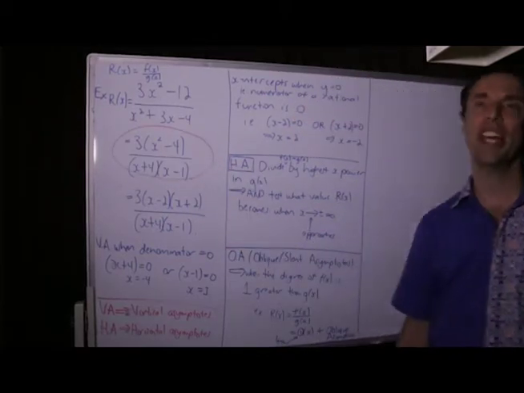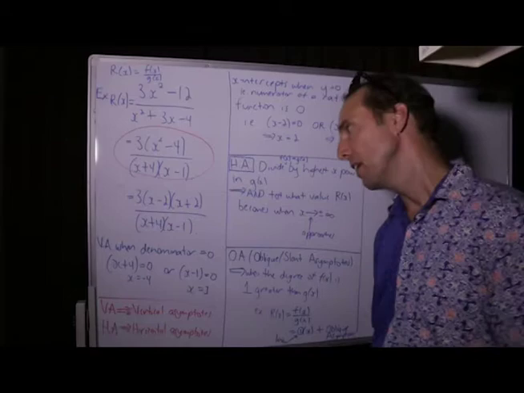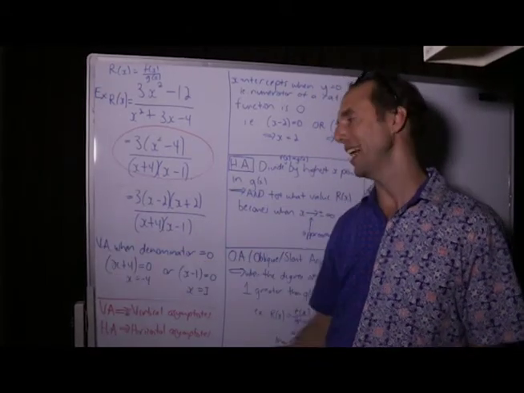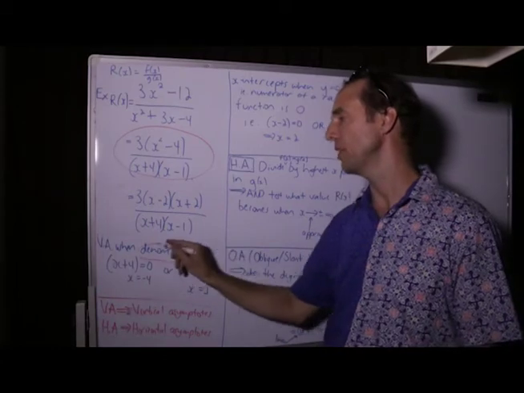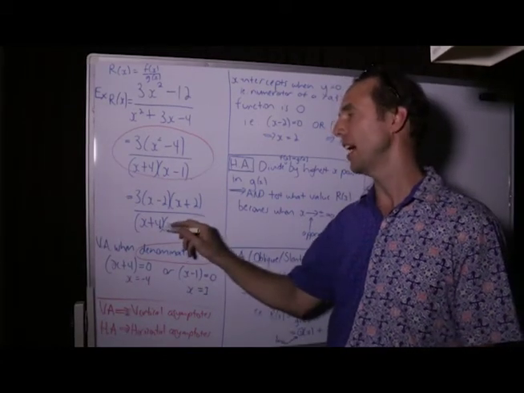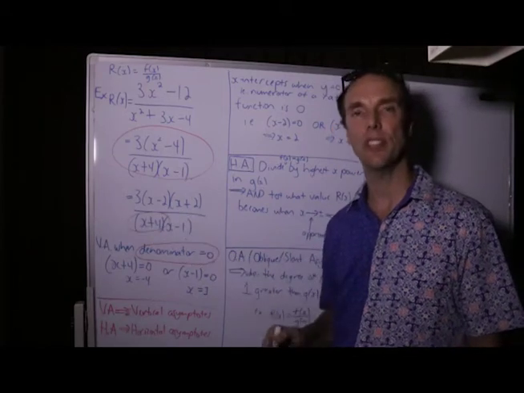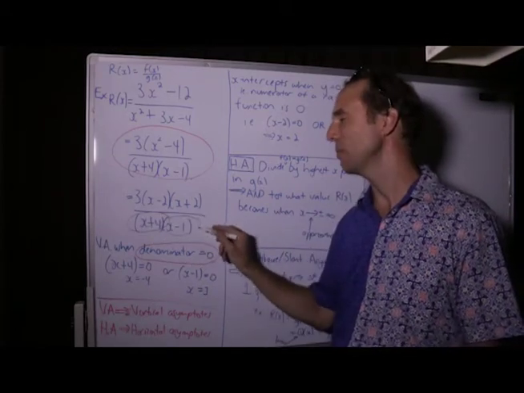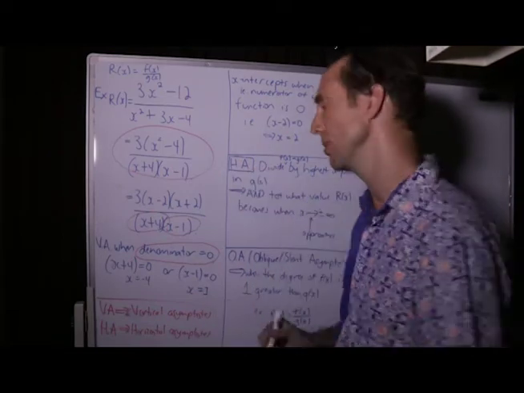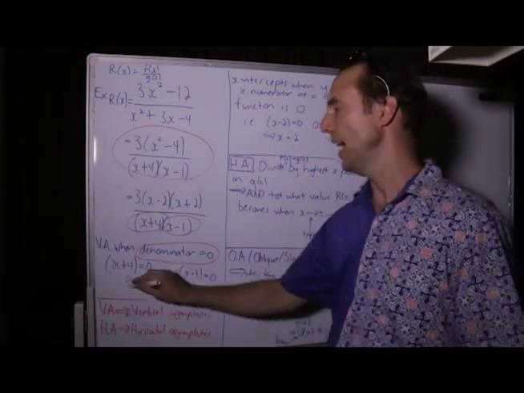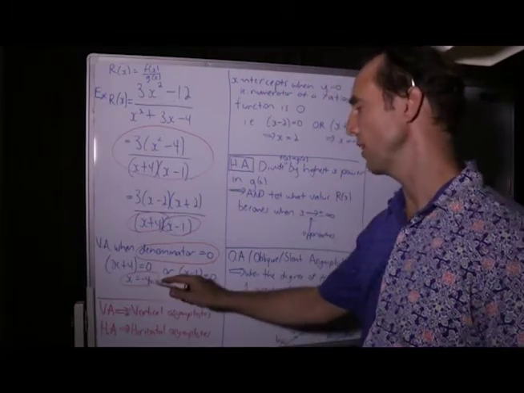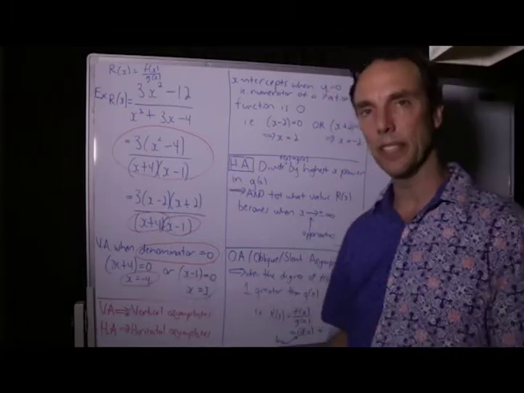And remember, from there we actually found the vertical asymptotes. VA stands for vertical asymptotes, found when the denominator equals 0. That means we can get either x plus 4 equals 0 or x minus 1 equals 0, and they will give us our vertical asymptotes. So, as we discussed earlier, we have vertical asymptotes at x equals -4 and x equals 1.